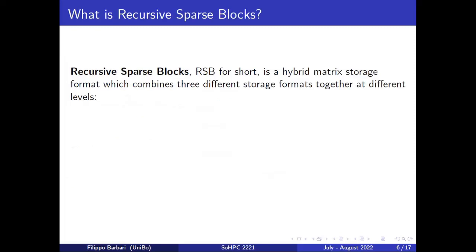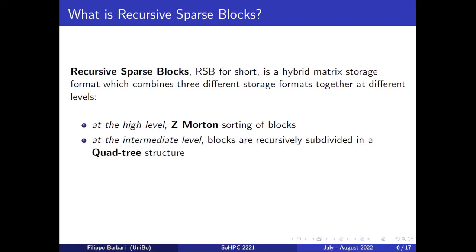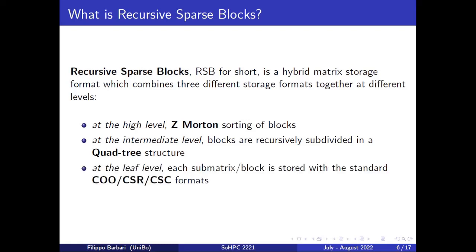Recursive sparse blocks is a hybrid matrix storage format, which combines three different storage formats together at different levels. At the highest level, we have a Z-Morton sorting of blocks, and by blocks, I mean the submatrices. At the intermediate level, the blocks or submatrices are recursively subdivided into a quad tree structure, and at the leaf level, the lowest level of the structure, each submatrix or block is stored with the standard COO, CSR, or CSC sparse matrix formats.